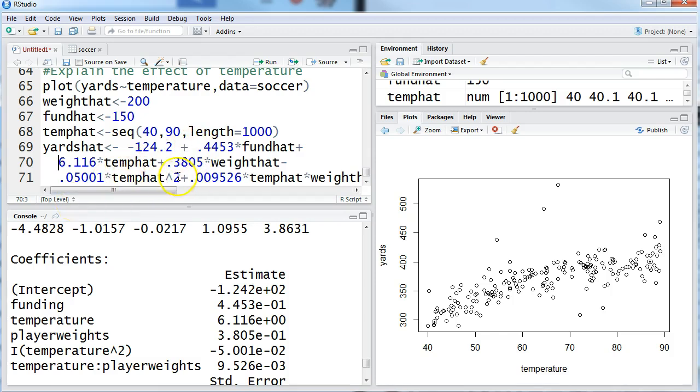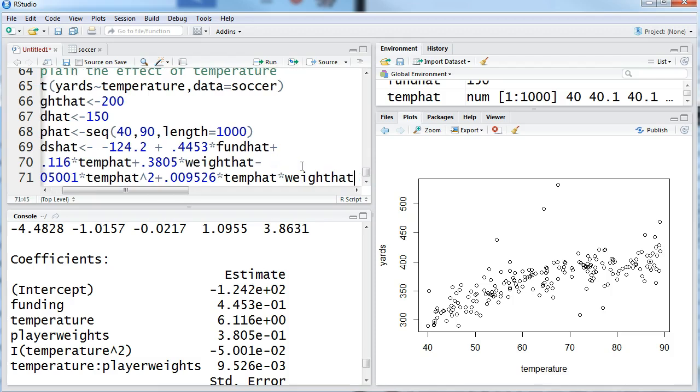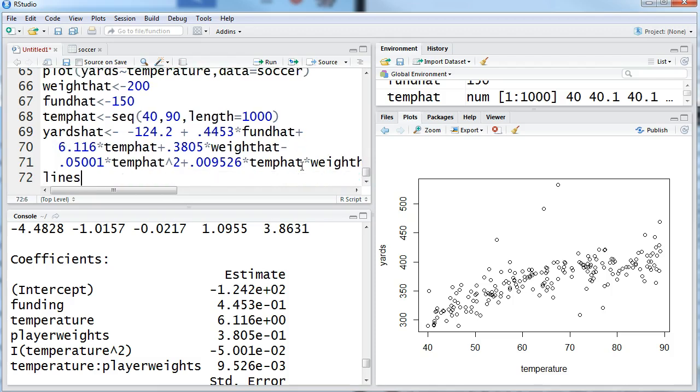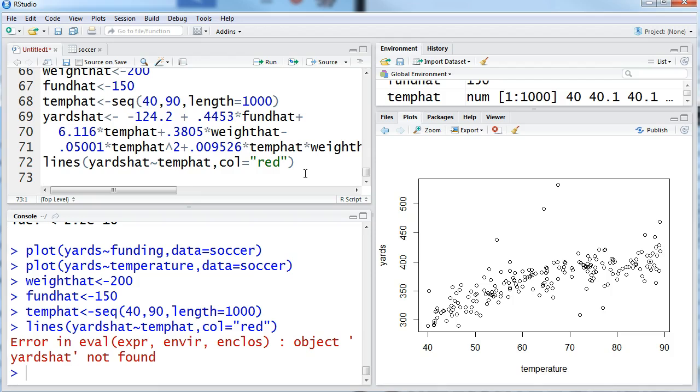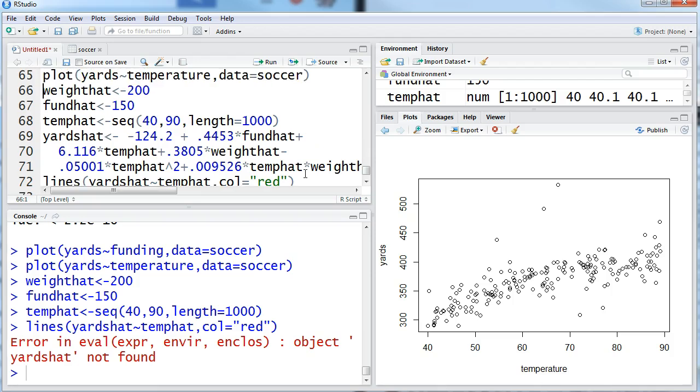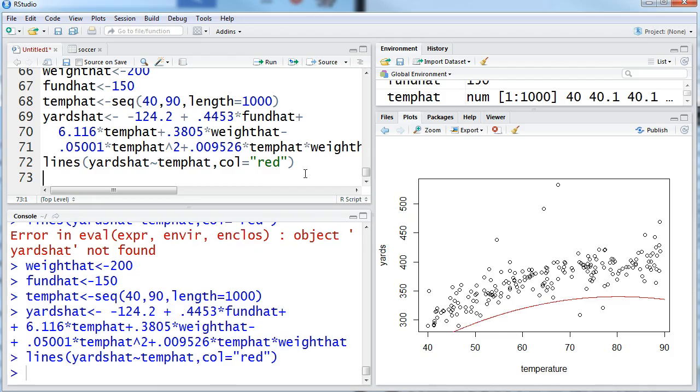Also, when I do temperature squared, I can just do temperature squared. I don't need that special I notation because that was part of the LM command. But here I have my prediction. So now I just need to say lines with my yards prediction based off the temperature prediction. And of course I color it red because that's just what I do. Yards hat is not found. Oh, and this is why we pause videos.